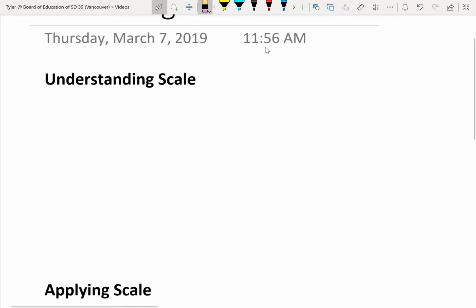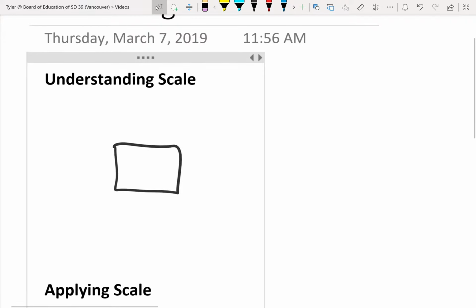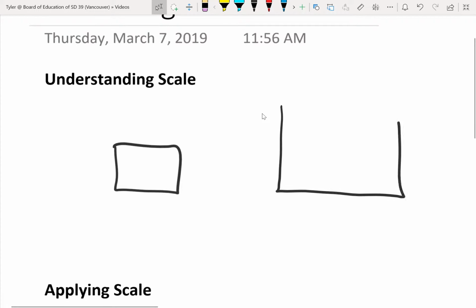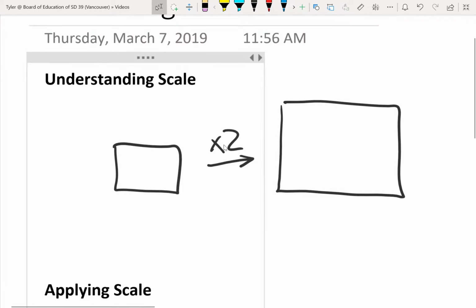Okay, so scale is essentially when you have something, a shape, a picture, a line, anything, and then you either shrink it or expand it by the same amount to all the parts of the shape. So if I took this square and wanted to make it twice as big, each side would be twice as big. This new square would be drawn to scale.